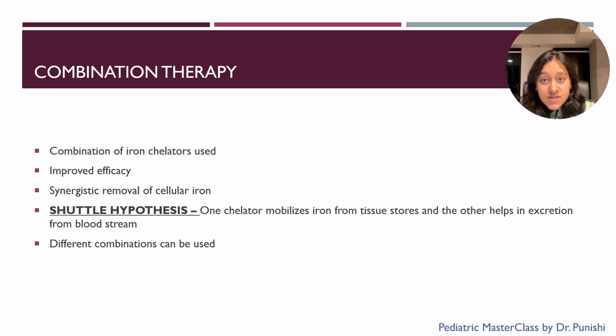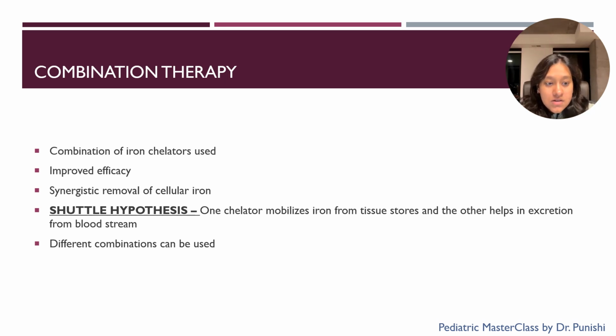It helps in improving efficacy by something called the shuttle mechanism or the shuttle hypothesis. Now, what does this mean? Different iron chelators work by different mechanisms and help in increasing the efficacy of excretion of iron from the body. So if you're using two different iron chelators, one helps in mobilizing iron from the tissues and the other helps in excretion of that iron from the bloodstream. So both the chelators act synergistically with different mechanisms to increase the efficacy of excretion of iron from the body. So that is the concept of combination therapy.